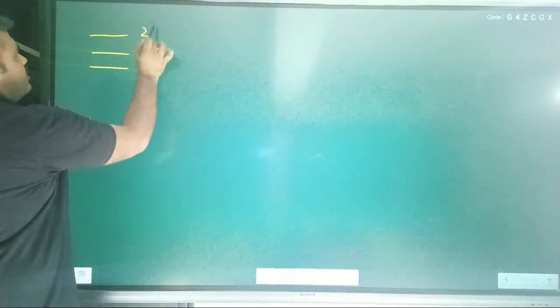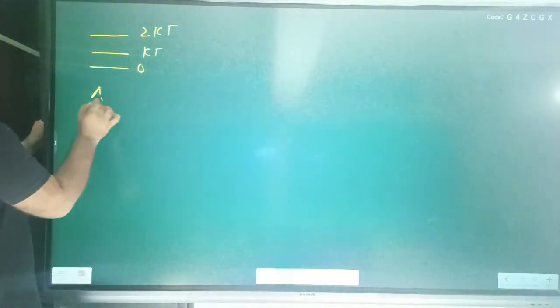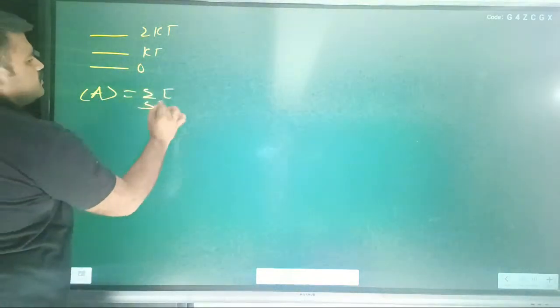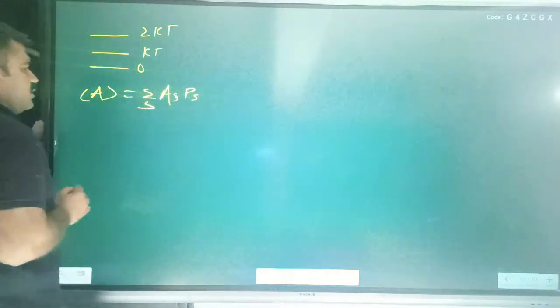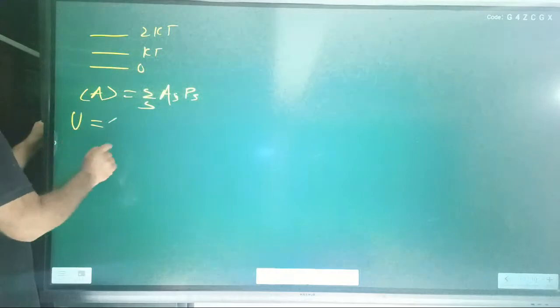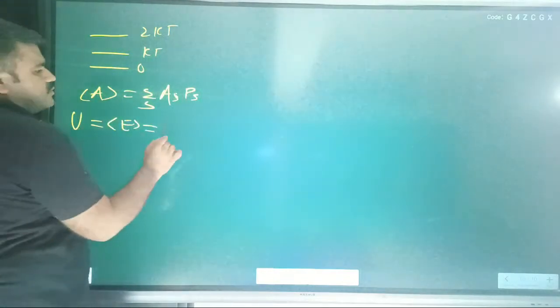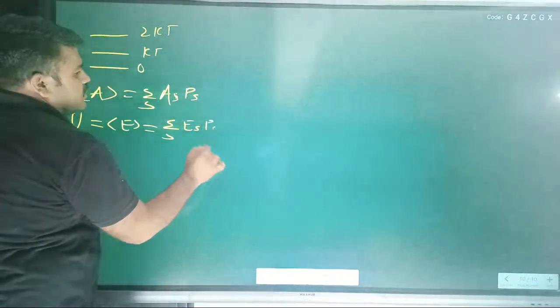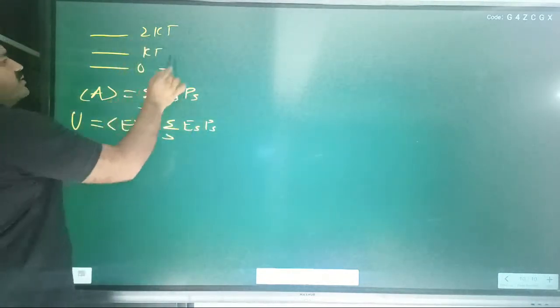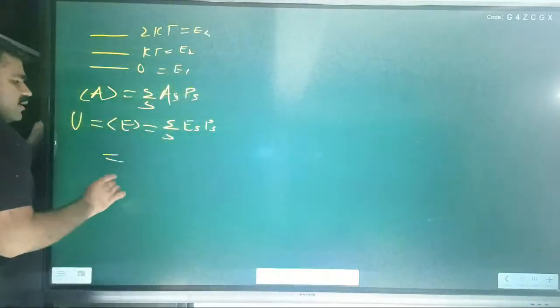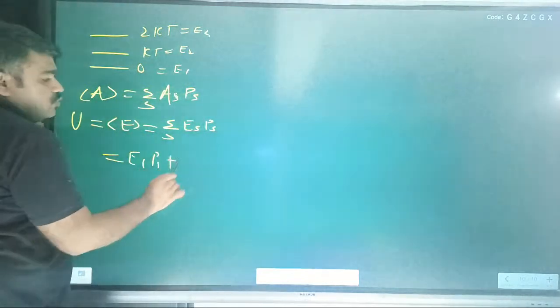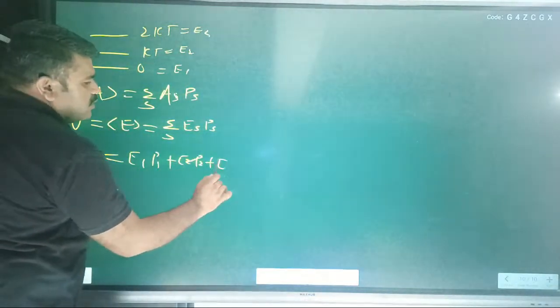Which summation formula? Or this energy is how much? 0. This energy kT. This energy 2 kT. The average energy is equal to summation of Ei Pi. हमें एनर्जी फाइंड आउट करना है. एवरेज एनर्जी इज इक्वल टू समेशन ऑफ Ei Pi. यहाँ हमारे पास कितनी एनर्जीज है? 3 एनर्जीज है. E1, E2, E3. So this becomes E1 P1 plus E2 P2 plus E3 P3.